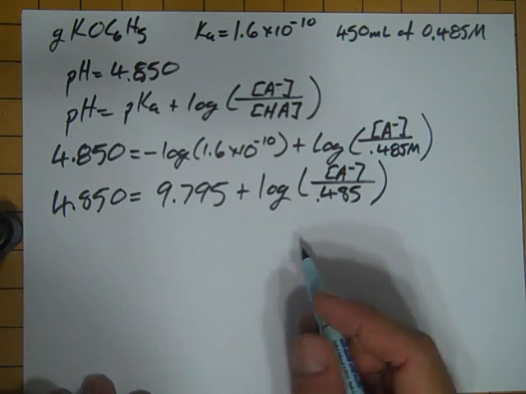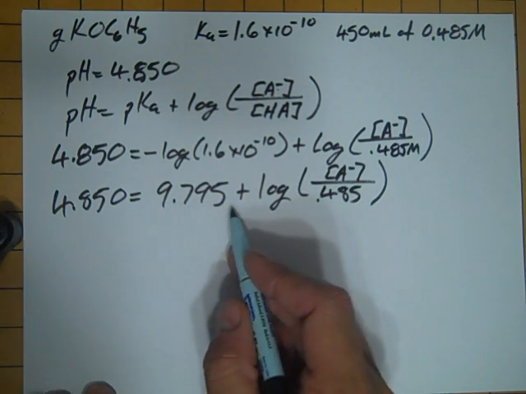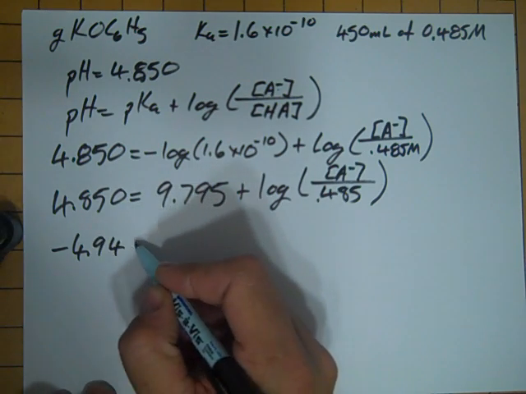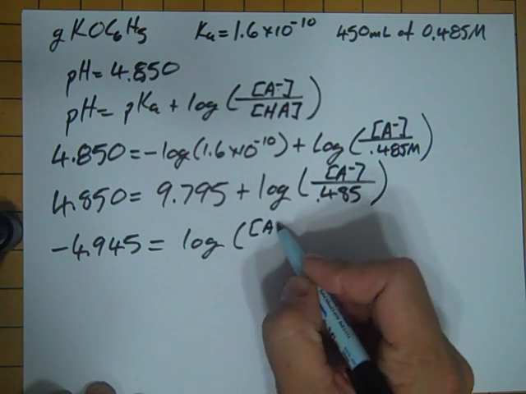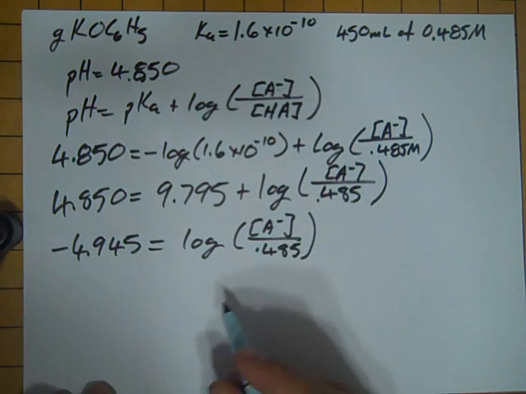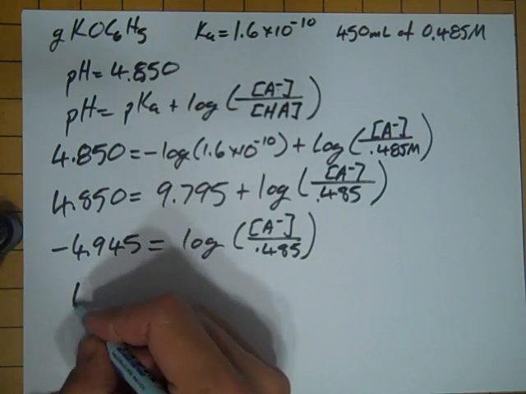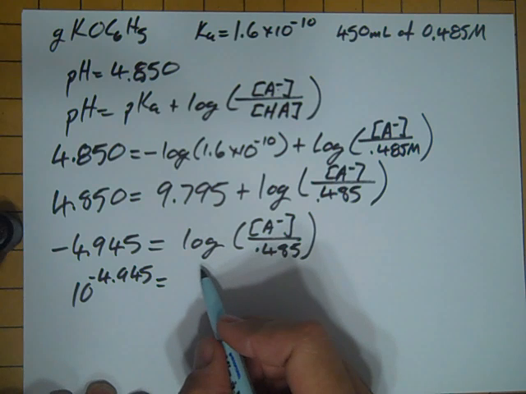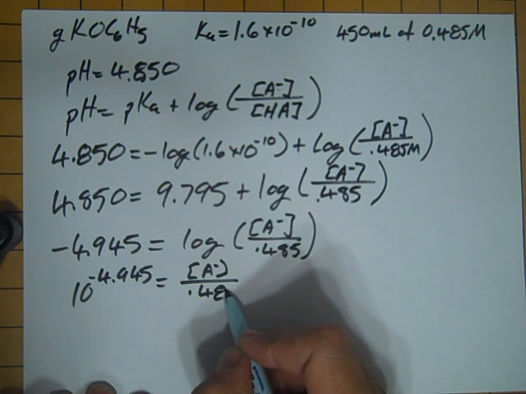So, we have a little bit of flexibility, but if I first take this over to this side, subtract 9.795 from both sides, I turn out that negative 4.945 will equal the log of A minus over 0.485. If I now take the anti-log of both sides, 10 to the negative 4.945 will equal the concentration of A minus over 0.485.